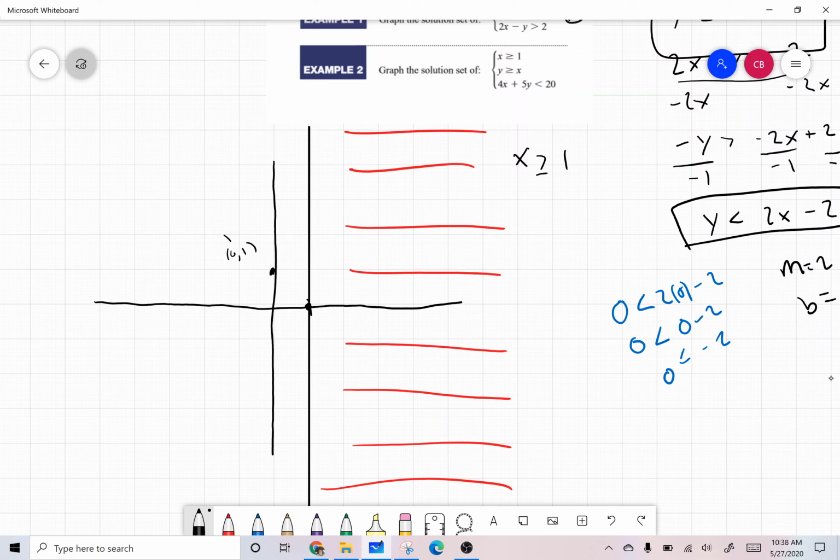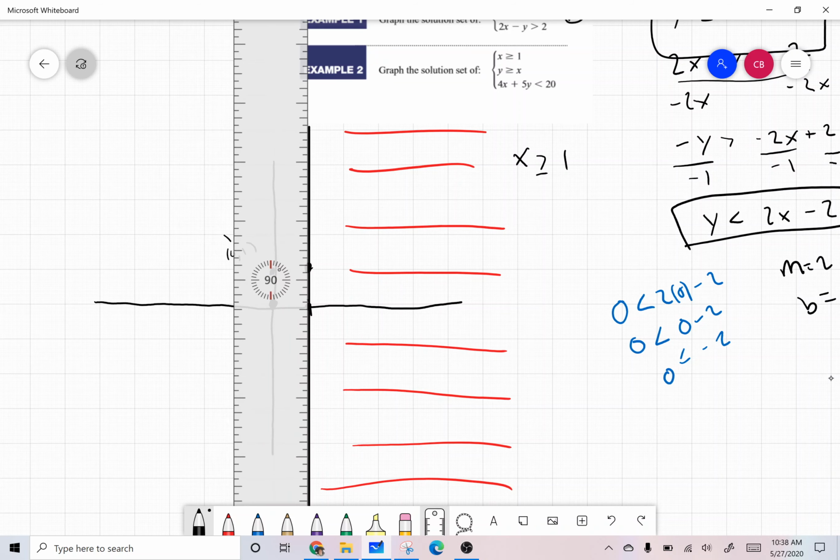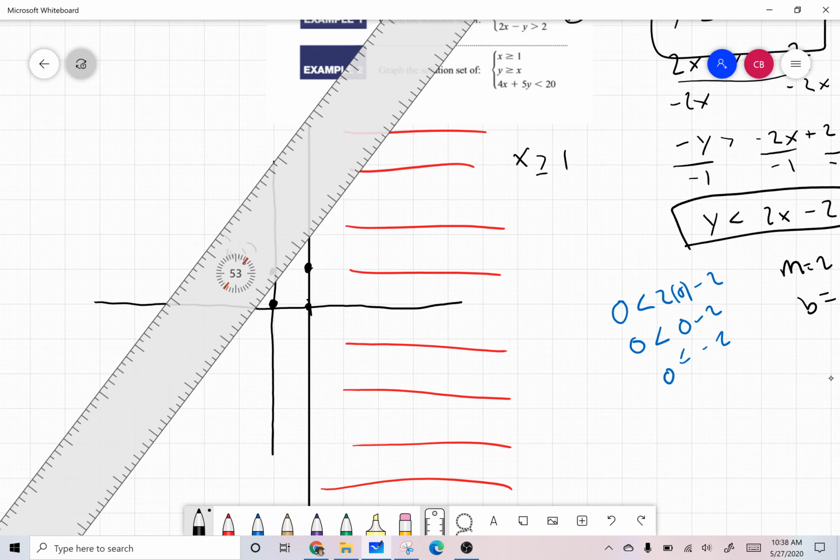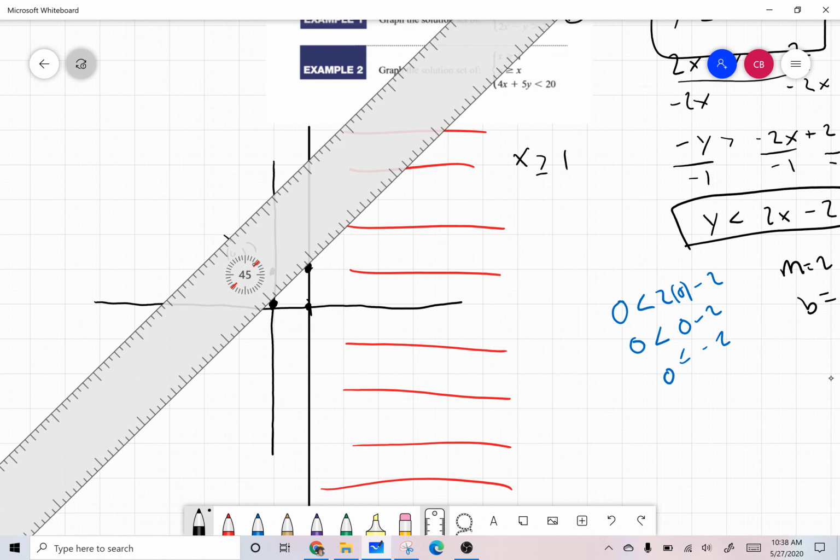Well, we know the line goes through 0, 0 because 0, 0 is a point and 1, 1 is a point. And so if we take our ruler, we can go ahead and graph that. If you don't know how to graph y equals x, sorry, this is a solid line. Okay, so that's taken care of.